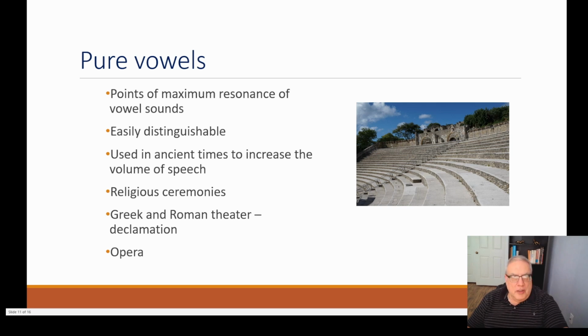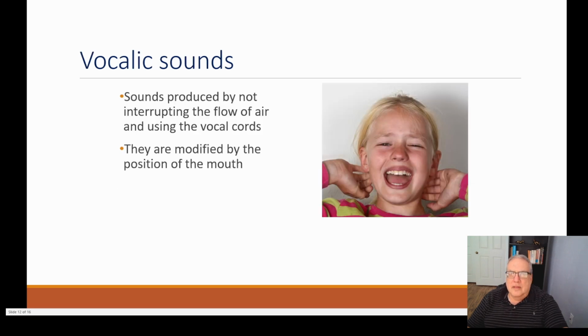This was very important for religious ceremonies and for Greek and Roman theater, for example. And today it is important in Italian opera. So this explains why there are 5 vowels in the Italian alphabet. But what are vocalic sounds? Still doesn't explain why there are only 5. Well, vocalic sounds are sounds produced by not interrupting the flow of air and using the vocal cords.